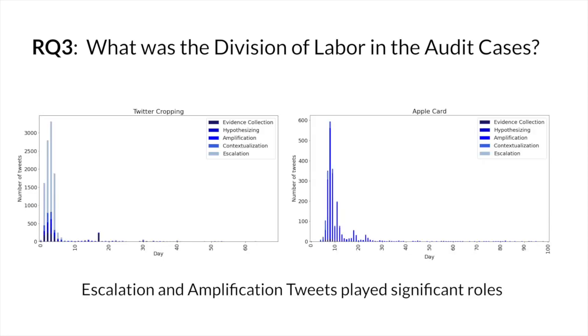When breaking down what kinds of tweets were posted in their audit cases, we found that escalation tweets made up 69% of all the Twitter cropping tweets, and that amplification tweets made up 85% of all the Apple Card tweets. As shown on the slide, escalation and amplification tweets were very prominent in their respective cases.